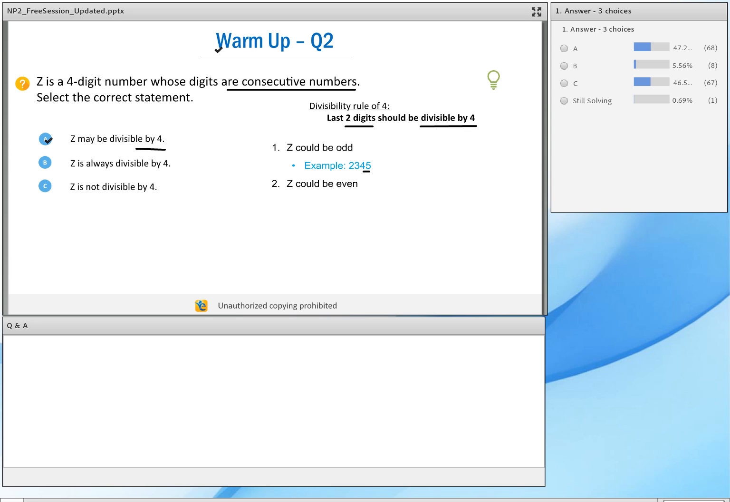Then Z could be even. And in that case, the last 2 digits may be divisible by 4. For example, 3, 4, 5, 6, again, you can see consecutive numbers. Or the last 2 digits may not be divisible by 4. An example is again 1, 2, 3, 4, where 34 is not divisible by 4. 56 is divisible by 4. So there is a possibility that Z may be divisible by 4, which is what makes choice A the correct answer.